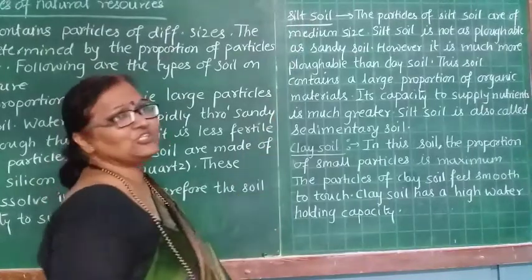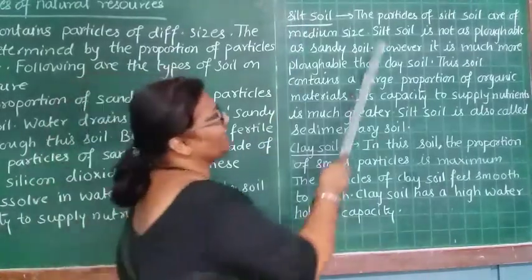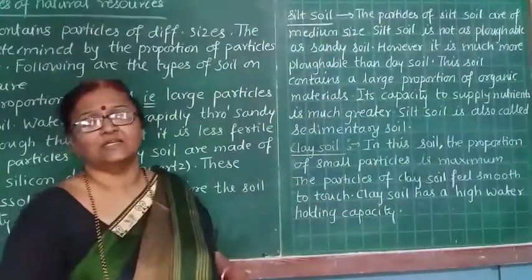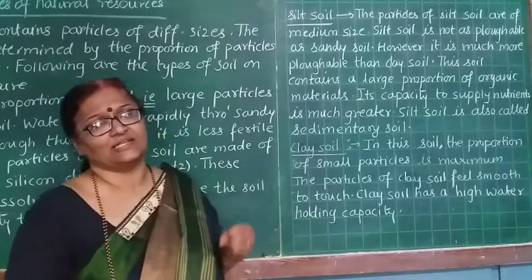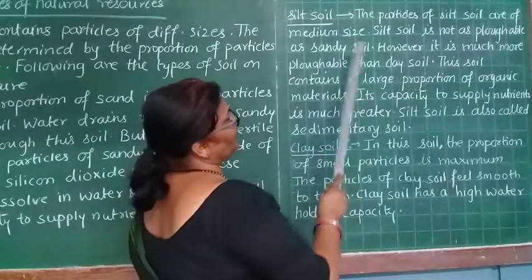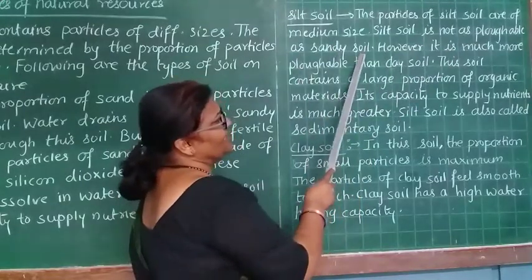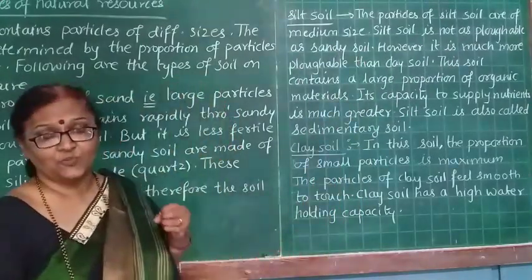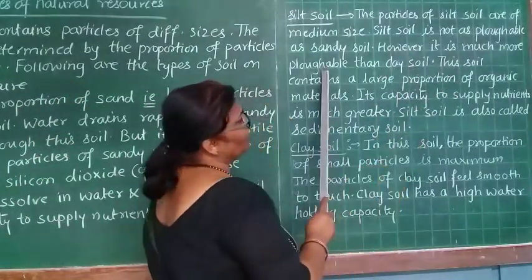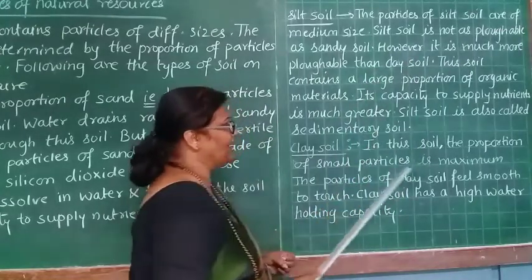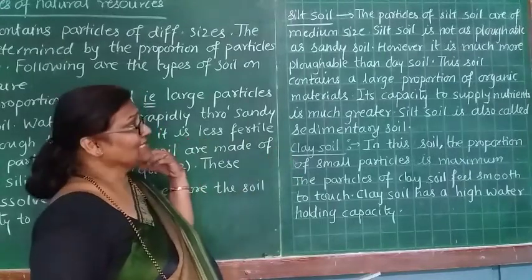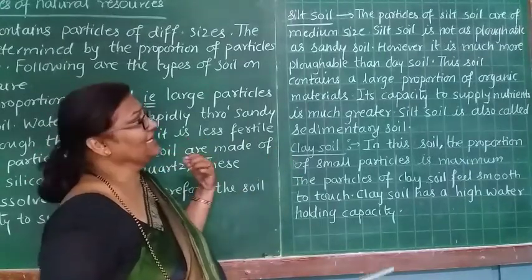Next is the silt soil. See here, particles of silt soil are of a medium size. Silt soil is not as plowable as sandy soil. However, it is more plowable than the clay soil, but less plowable than the sandy soil.